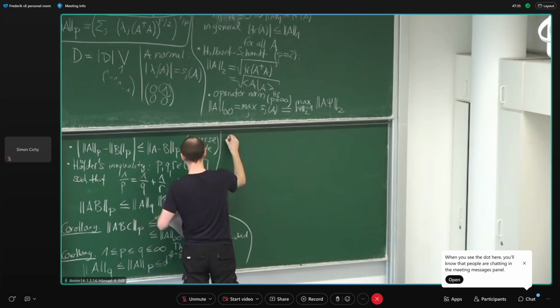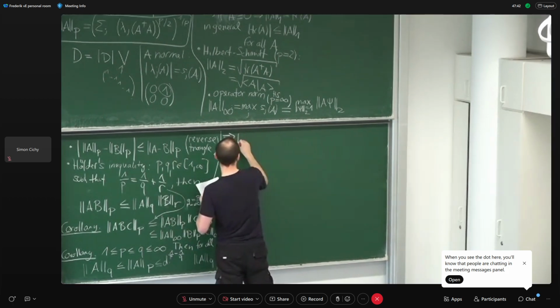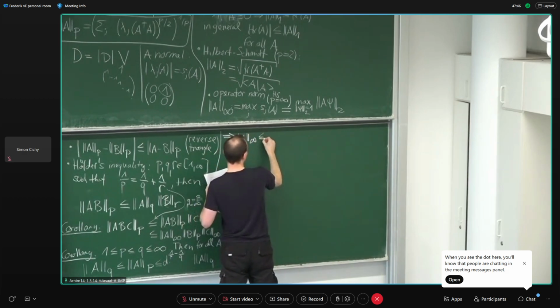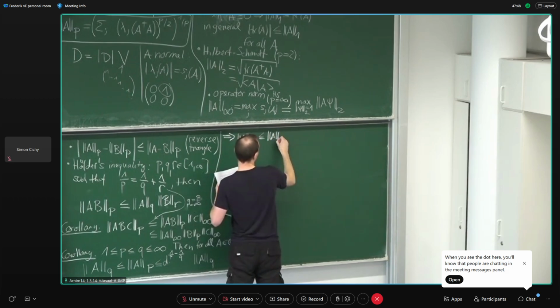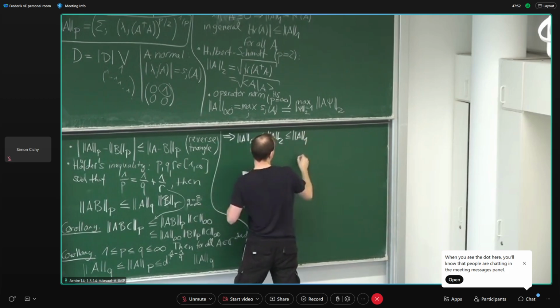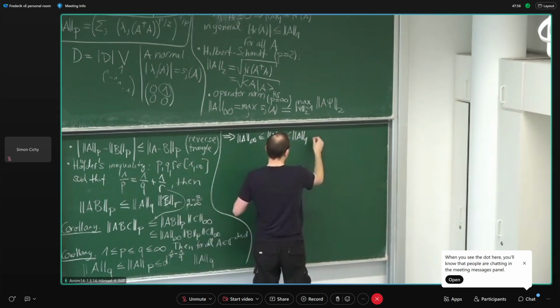So what this implies is that, well, first of all, the operator norm is the smallest one. Then we get to the 2 norm. Then the 1 norm, that's just monotonicity. And now we want to go back to the 2 norm.